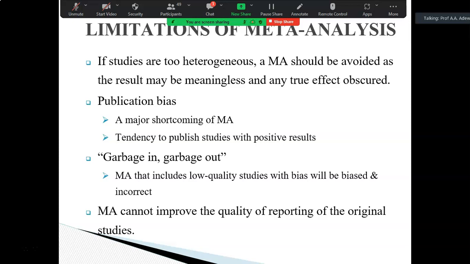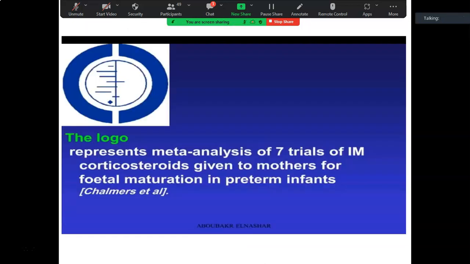Then publication bias is a shortcoming of meta-analysis, because we tend to publish results that have positive outcomes. So garbage in, garbage out, that's another limitation. A meta-analysis that includes low-quality studies with bias will be biased and incorrect. So meta-analysis cannot improve the quality of reporting of the original primary studies. That is why primary studies should be conducted properly.